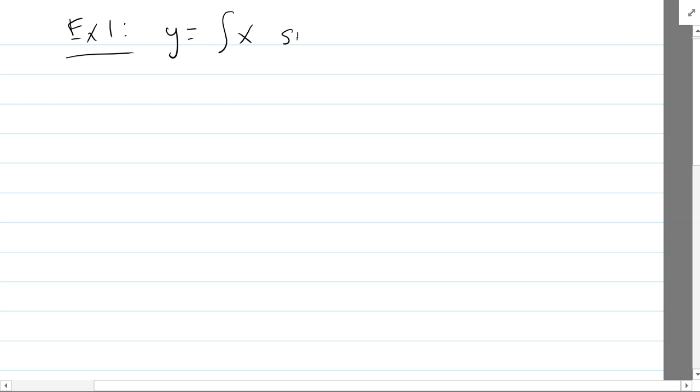Now, we're going to try an example, so I can show you why you do this and how you do this. I have y equals the integral of x sine of x dx. Is x the derivative of sine of x? No. Is sine of x the derivative of x? No. Then it's not a straight-up u sub. Do you see that that's definitely not a u sub? But is it a product?